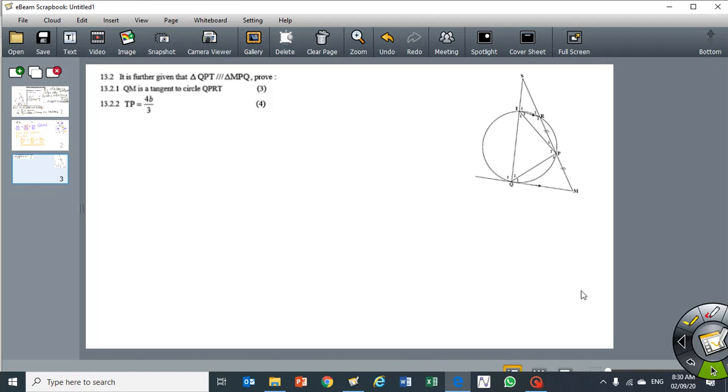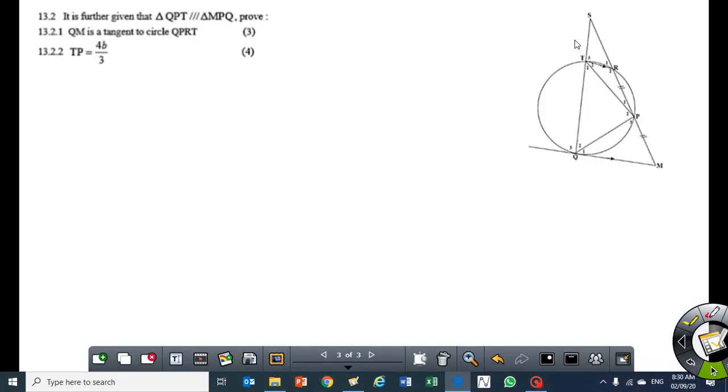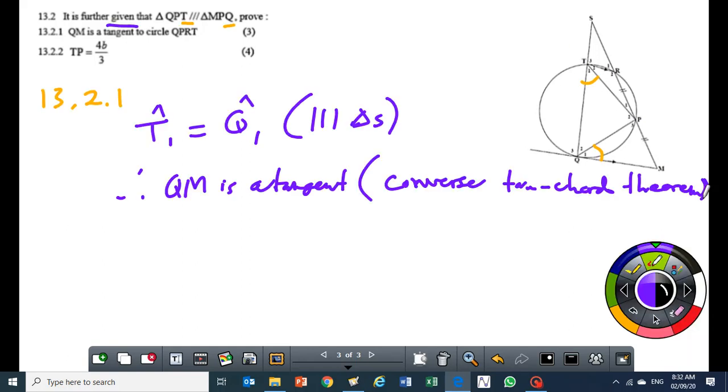What are we going to do here? The angle that you're supposed to prove that they are equal is going to be, sorry for the interruption, this is going to be mechanism periodically. Okay, so T1 is equal to Q1 because of similar triangles. Therefore, QM is the tangent because of the converse of the tan chord theorem. Okay, and then you are done.